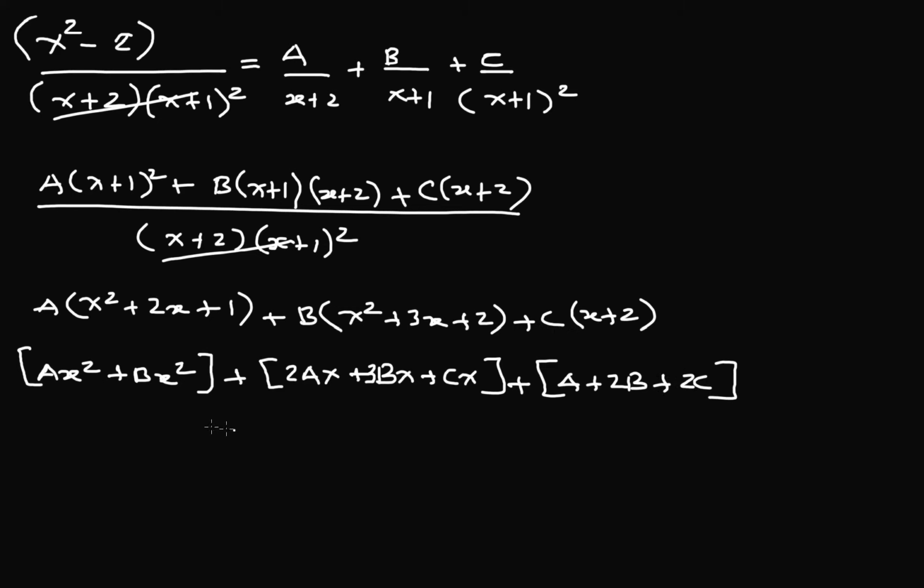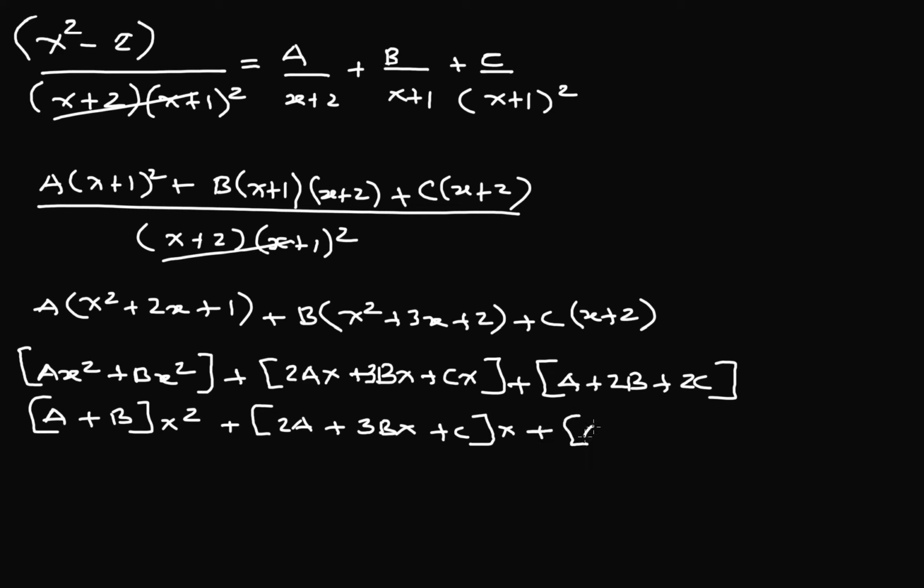Okay, so already we can see that we're going to simplify this by factorizing. So we'll have (a plus b) x squared plus, here we're going to have (2a plus 3b plus c) x, then plus, this one remains as a constant, just like this, a plus 2b plus 2c, like that.